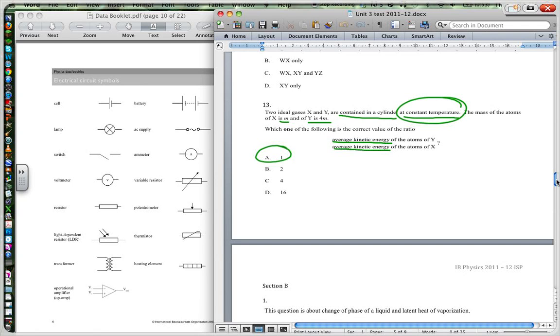Both will have the same average kinetic energy. What will be different would be the velocity of Y and X. The velocity of X must be greater than the velocity of Y, because your kinetic energy is equal to a half mv squared. So the kinetic energy will be the same, while your mass and your velocity will change. But here it's talking about kinetic energy, so both of them are the same.